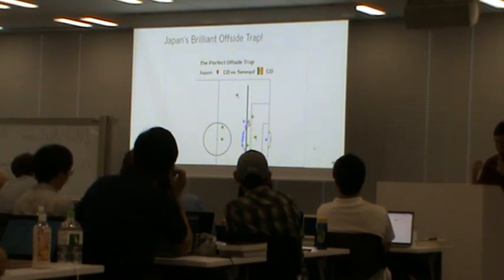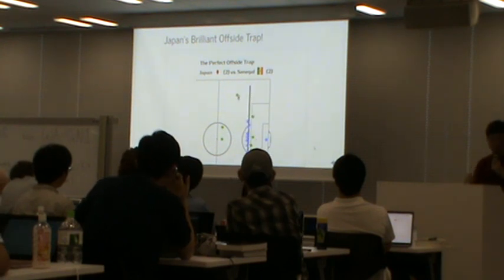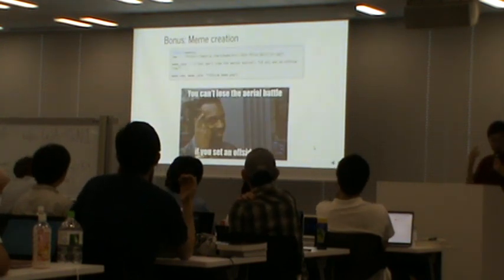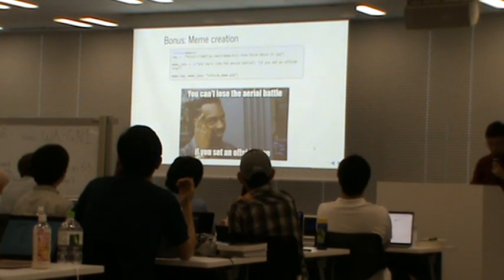So, against the height advantage and physicality of Senegal, Japan's strategy was basically, you can't lose the aerial battle if you set an offside trap. And yeah, you can use R to create internet memes too.